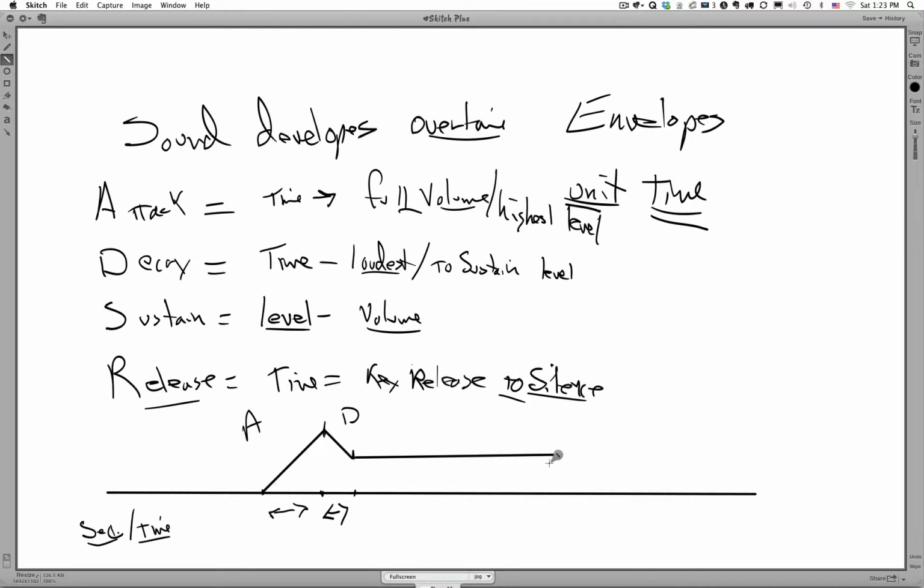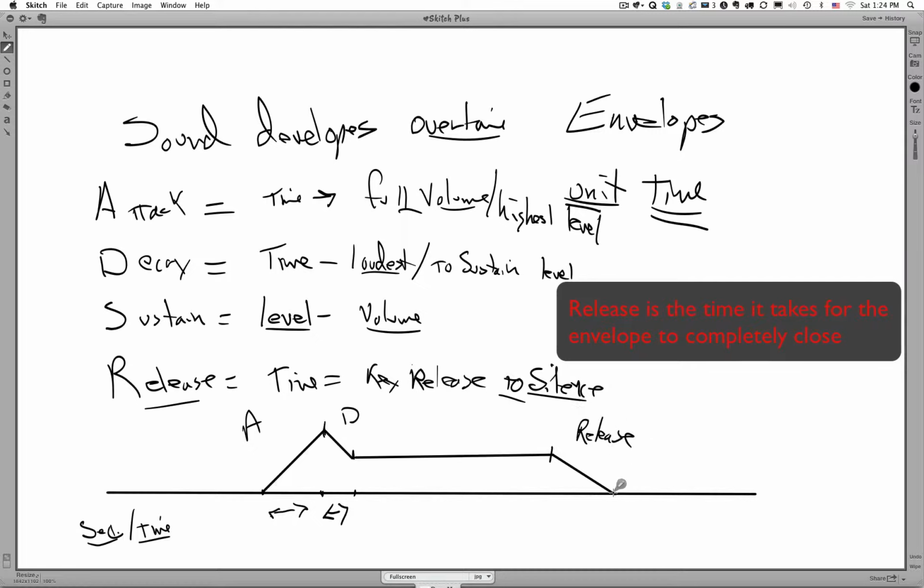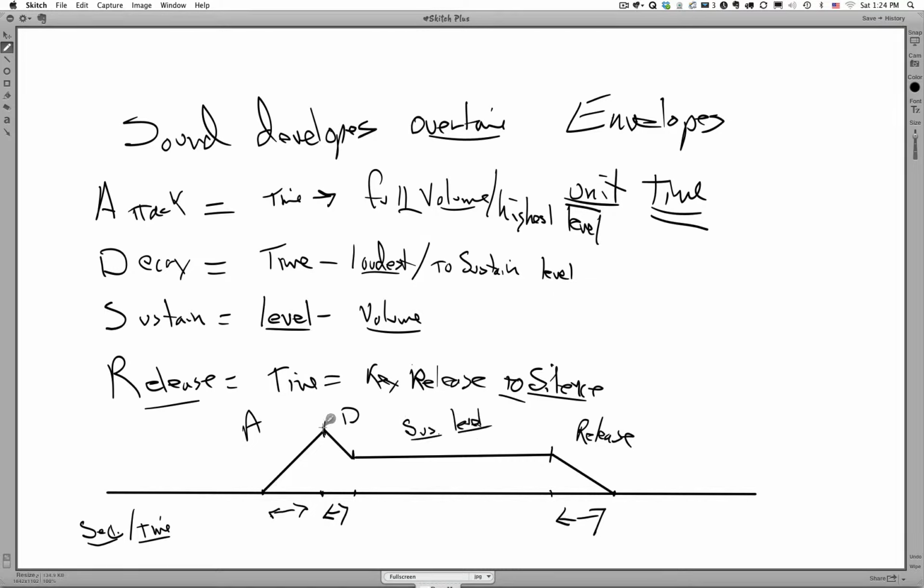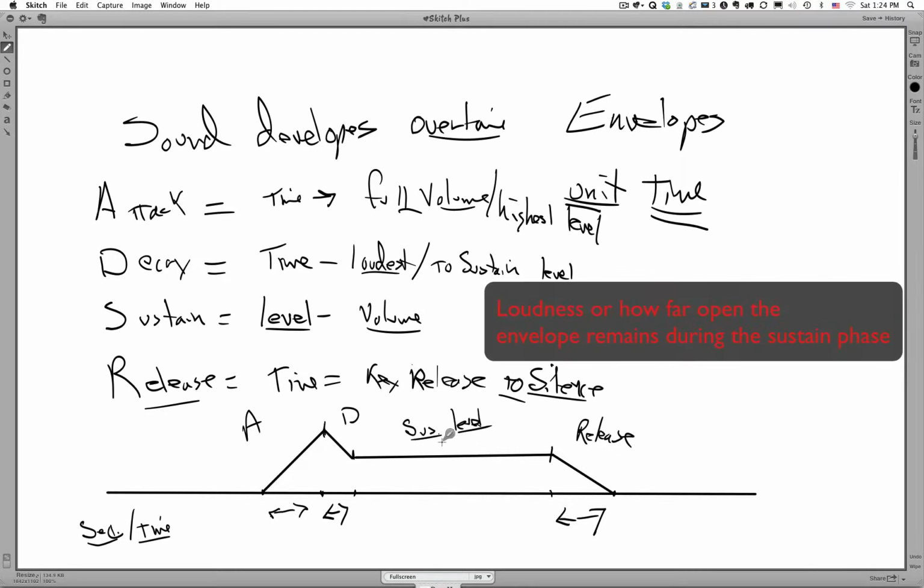And the final parameter is the release. How long does it take from when we release the key until it goes to silence? So there to there. Again, a unit of time measurement. Attack: how much time to go to full volume. Decay: how much time to decrease down to the sustain level. The sustain level is how loud our keyboard will sustain after its initial attack phase. So the loudness, not time. And then the release is, when we release the key, how long does it take for the sound to go to silence?